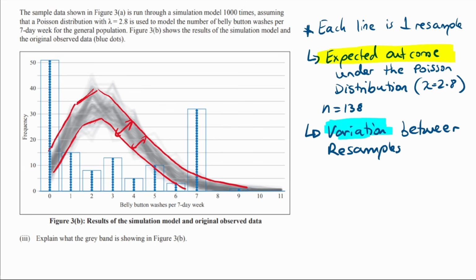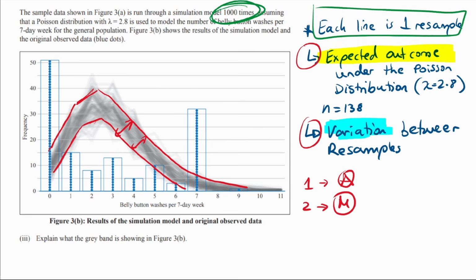Now, for these frequencies, the up and down kind of movement, that is the general form that our Poisson distribution is going to take on. And in order to explain what the gray part here is, we can get 2 marks. If we talk about one of those two things, then we're going to get an achieved. If we talk about both, we get a merit here. So remember, the way that you can realize where the marks are is to talk about why we do it 1,000 times and why we do a resample anyway. Basically explaining here what each line is and why we do it.